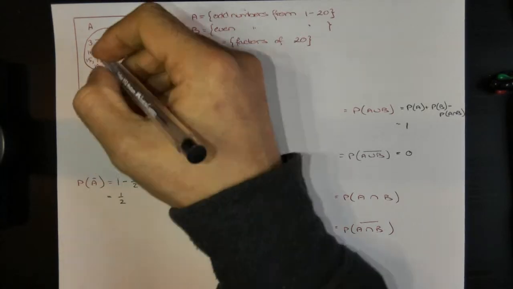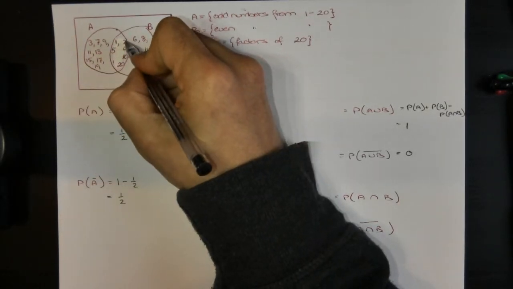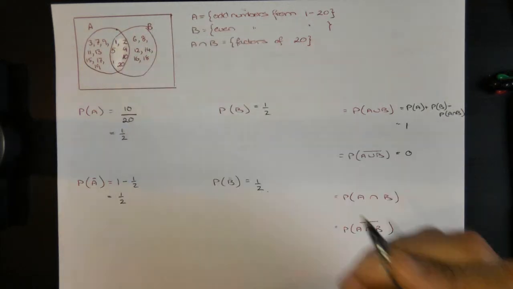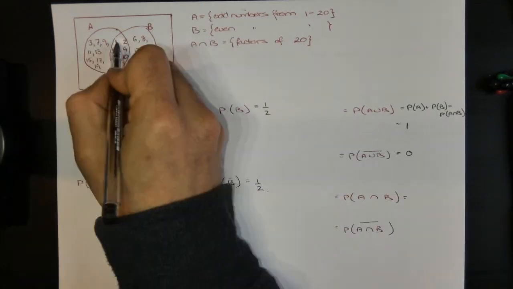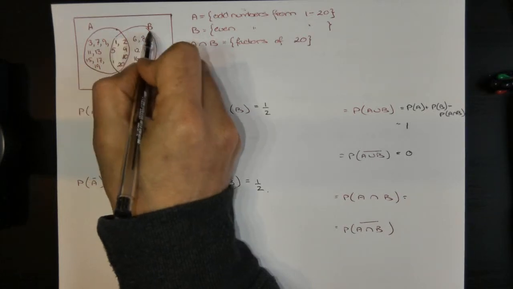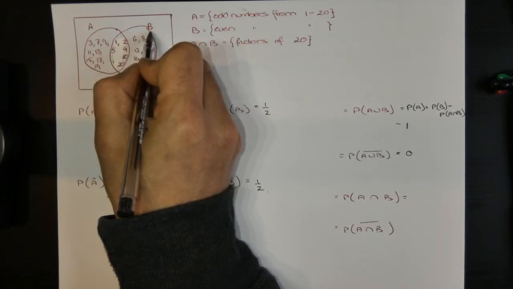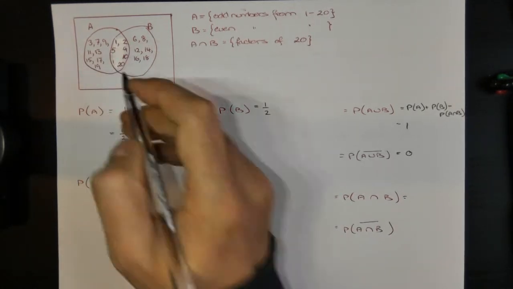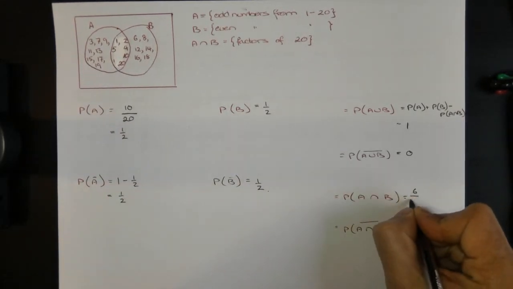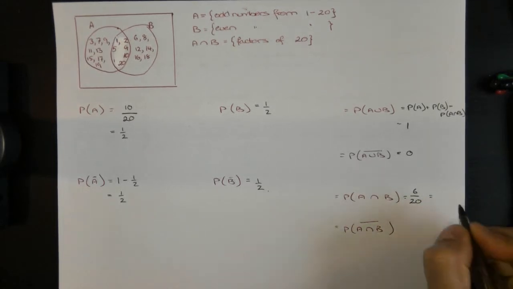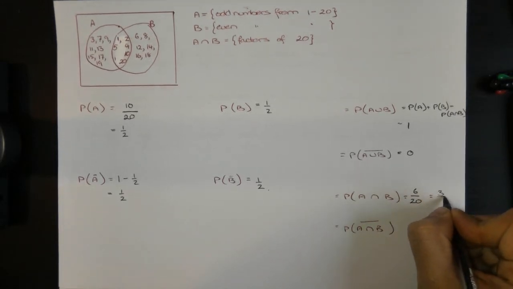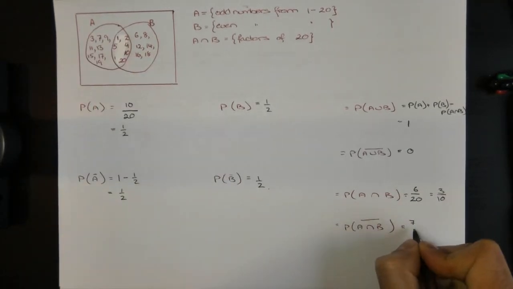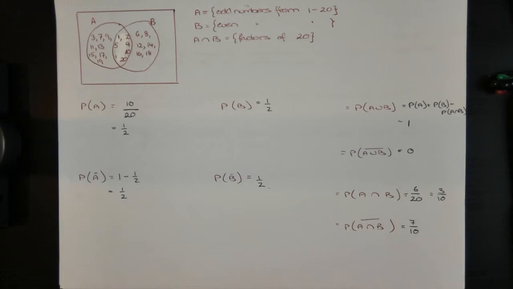But the intersection, so the problem is I've written anything that was odd here and anything even here, but obviously 1 and 5 don't belong to B, group B. So we still have 2, 4, 6 out of the 20 numbers. So that's 3 over 10. And the probability of not that occurring would obviously be 1 minus that, so it'll be 7 over 10.